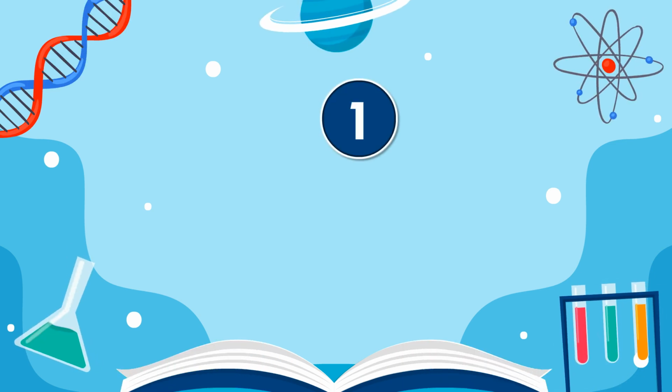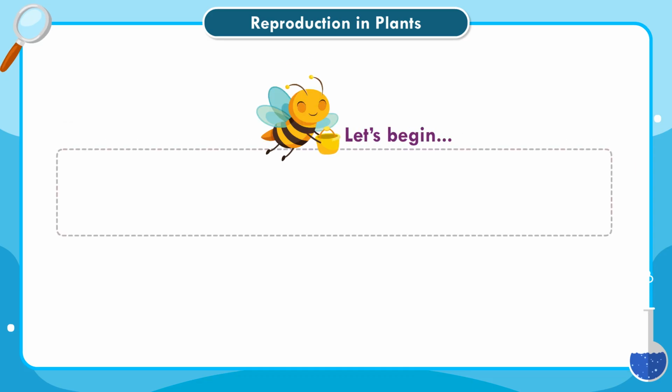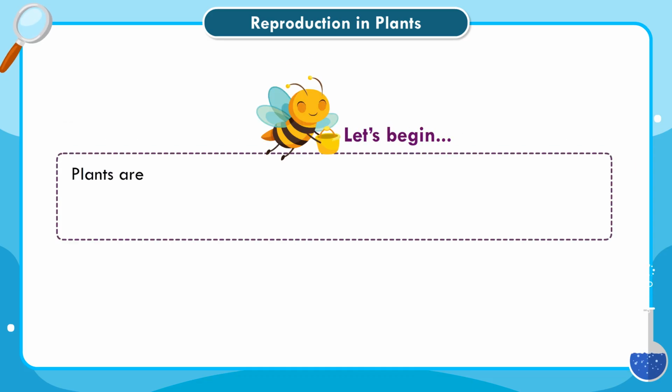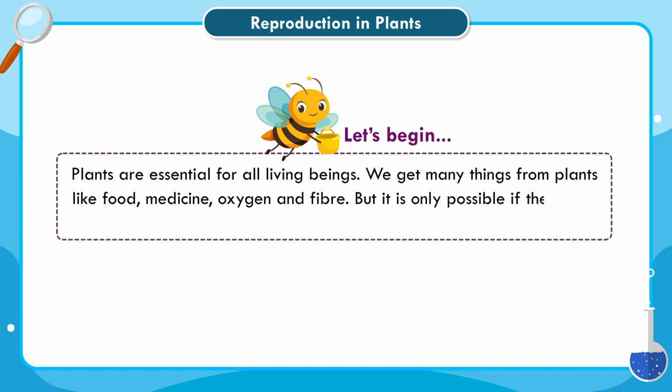Chapter 1. Reproduction in Plants. Let's begin. Plants are essential for all living beings. We get many things from plants like food, medicine, oxygen, and fiber. But it is only possible if the plants reproduce their own kind regularly.